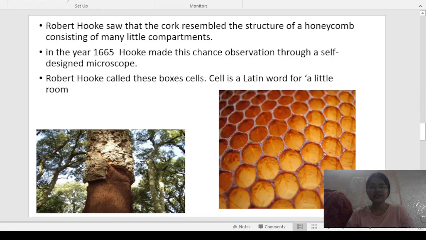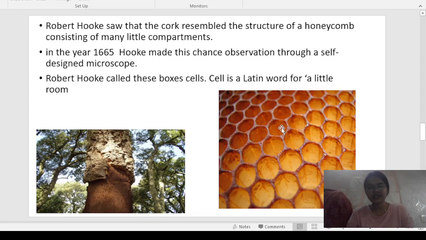Then in 1665, when nobody had any idea about cells, what our organisms are made up of, Robert Hooke designed his own microscope, because proper microscopes did not exist at that time. He took the bark, that is the cork, which means the bark of the tree. He observed it under the microscope. What he observed was a structure which looked like a honeycomb, and it consisted of little compartments side by side. These compartments, he named them cells. They were all hollow spaces, hollow structures. So he named these compartments cells.